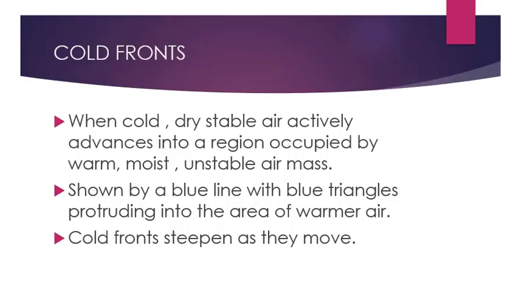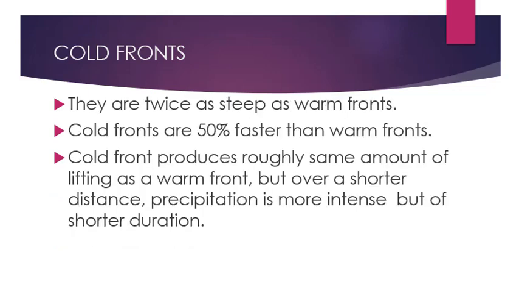Again, cold fronts happen when cold, dry, stable air actively advances into a region occupied by a warm, moist, unstable air mass. The symbol used for this would be a blue line and blue triangles. And then we also have, as I have mentioned, cold fronts steepen as they move. They are also moving very fast. They are 50% faster than warm fronts. Then a cold front produces roughly the same amount of lifting as a warm front, but over a shorter distance. That's why it's being pushed so that it will become steeper. And then precipitation also is more intense compared to a warm front, but over a shorter period of time.